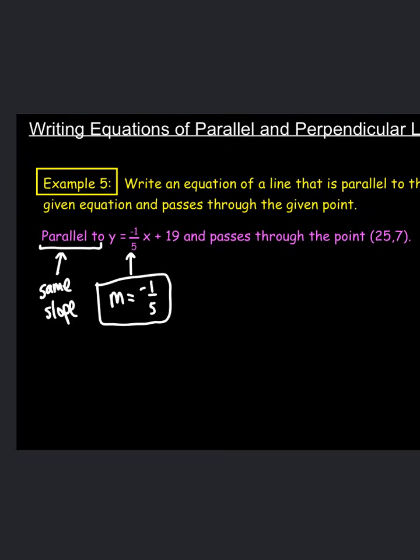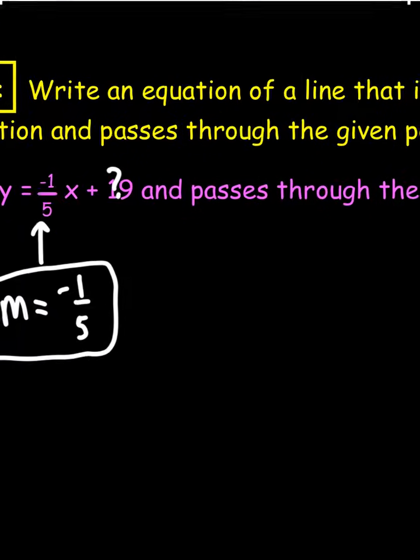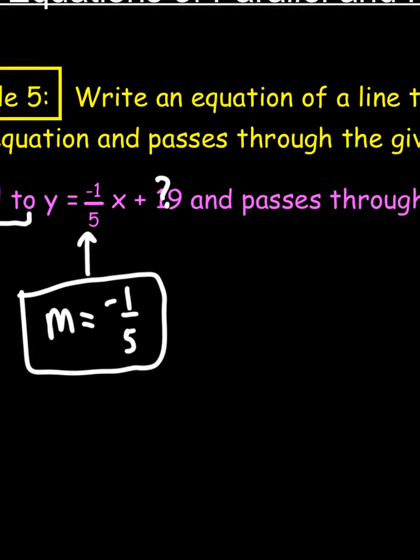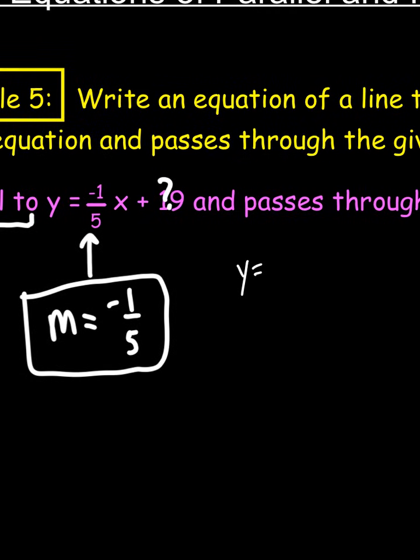This plus 19, that doesn't really tell us anything. All it tells us is on the other line, the y-intercept is 19. But for our new line, that doesn't matter. Because it's parallel, all we care about is the slope. So now it's just like examples 2 and 3. So we're going to do y equals mx plus b. And let's plug in what we know. Y equals negative 1/5 x plus b.